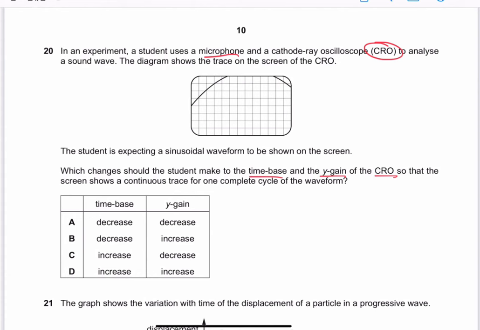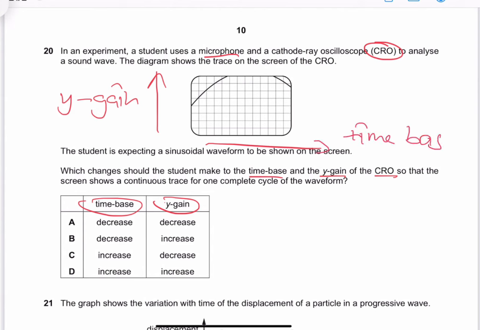So the most important thing is to understand what a time base is and what a Y gain is. Generally, when you have a CRO, this is our Y gain, okay? And this is our time base, right? Our Y gain will be on that value, and our time base will be on this value. The Y gain is given in volts per division, right? So we can say that this division maybe represents 5 volts. So it'll be 5, 10, 15 as you go up.